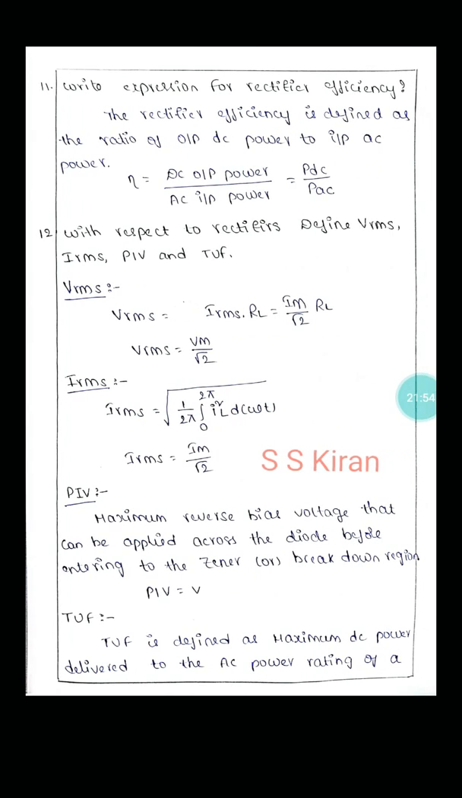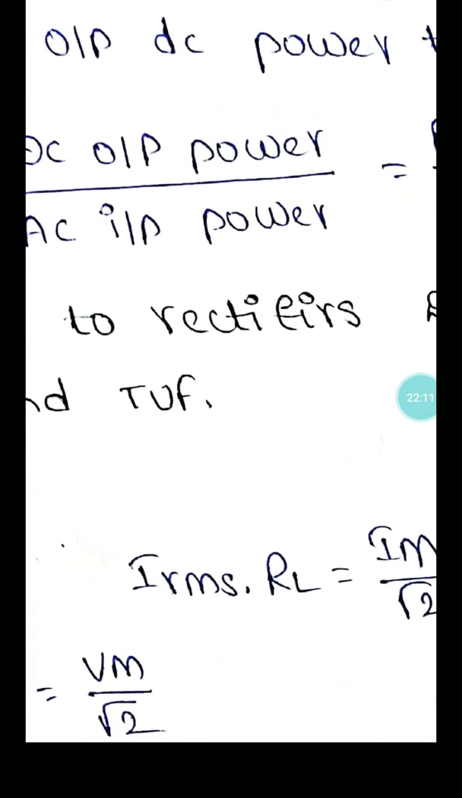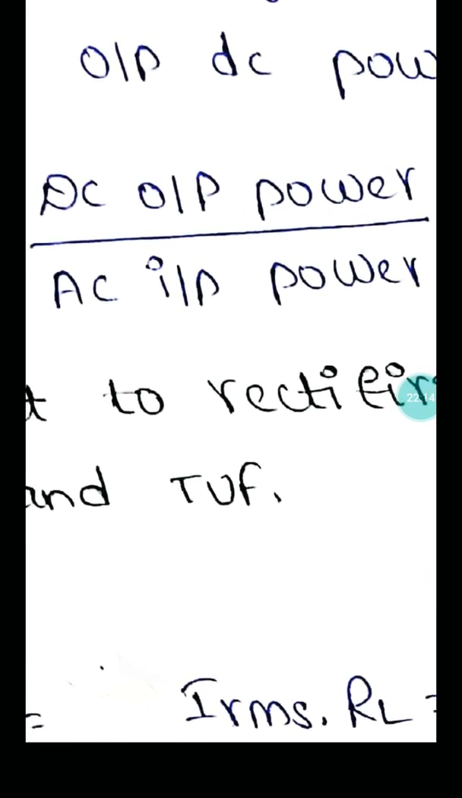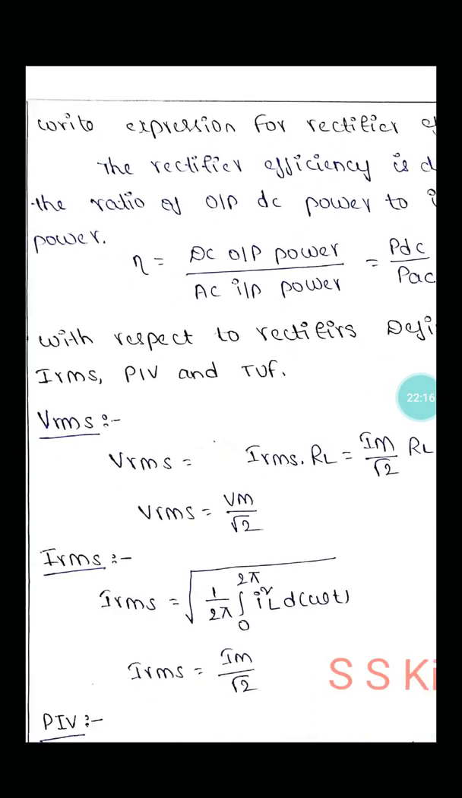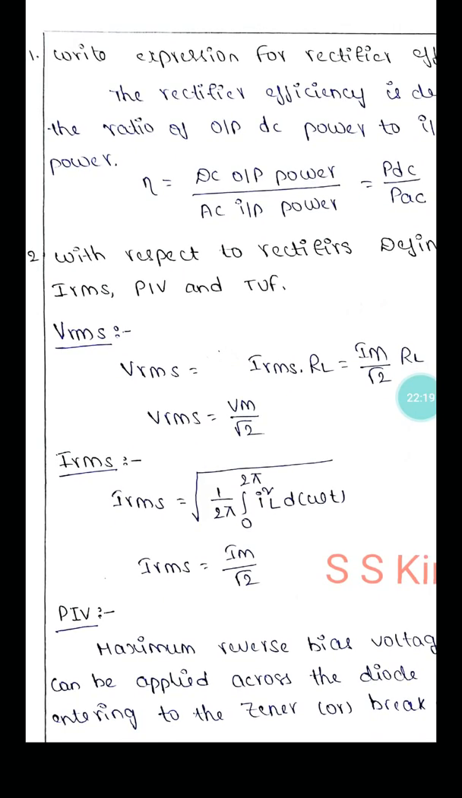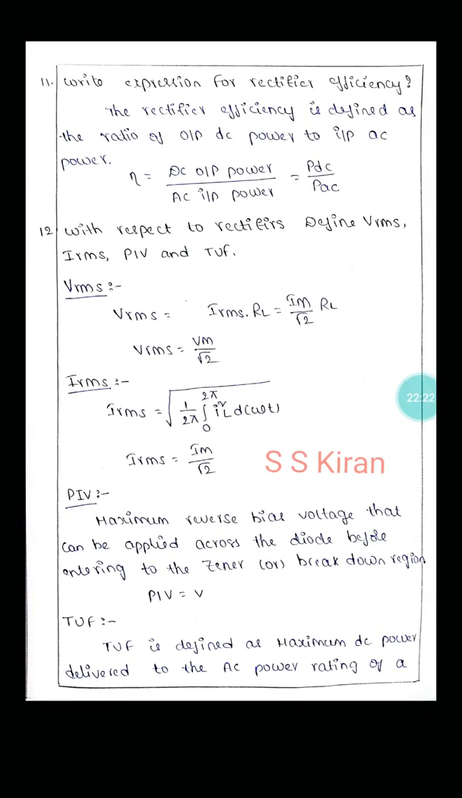Now the 11th one: write the expression for rectifier efficiency. Very good one. The rectifier efficiency is defined as the ratio of DC output power to AC input power. Very simple, PDC by PAC. The efficiency is equal to PDC by PAC. PDC means DC output power, and PAC means AC input power.